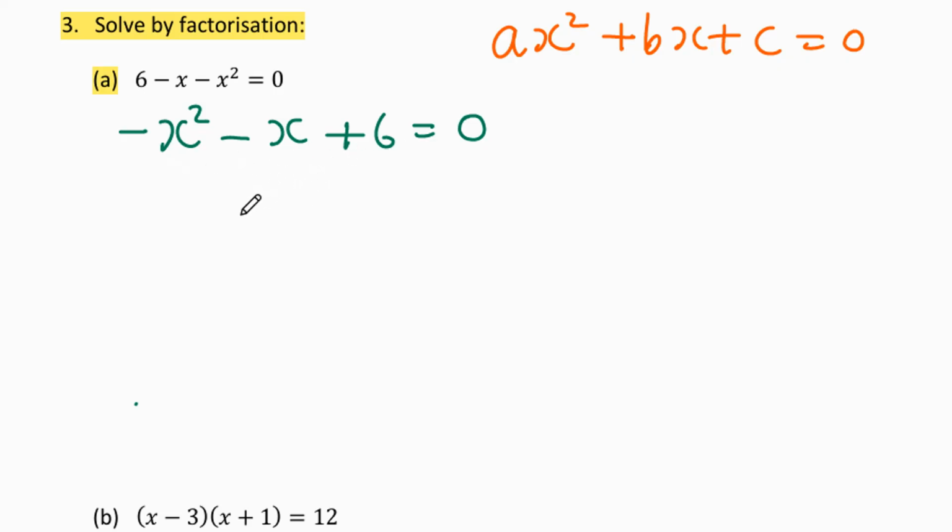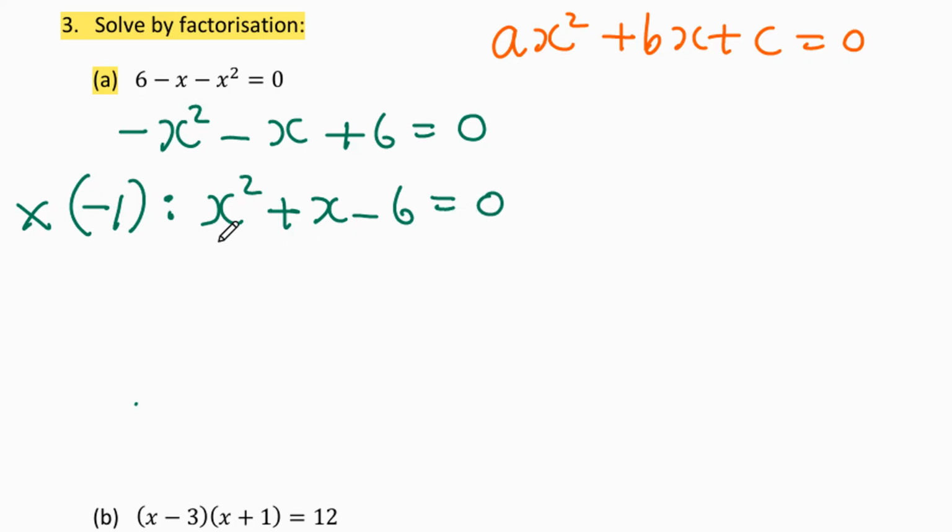Then another thing of importance, whenever we want to solve a quadratic equation by factorization, we want the x squared term to be positive. So we want to get rid of this minus here. We can do so by multiplying the equation through by negative 1. So a minus times a minus here is a plus, and we end up with x squared. A minus times a minus here is a plus, so plus x. And a minus times a plus is a minus. Now we are ready to factorize the left-hand side of the equation.